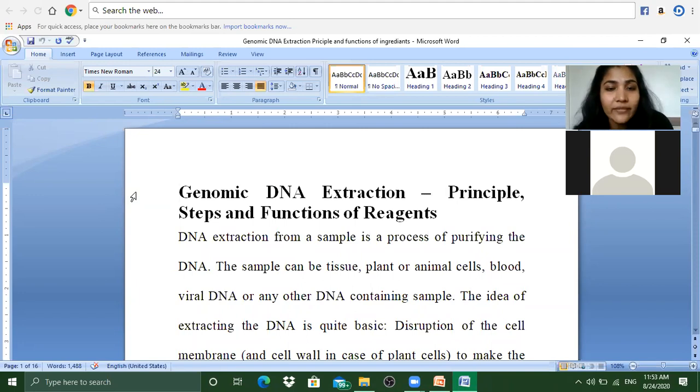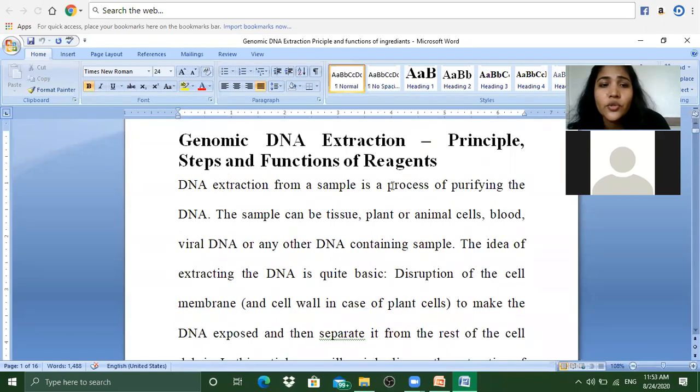So I have this particular document with me which talks about the genomic DNA extraction principles, steps, and functions of the reagents. So DNA extraction from a sample is a process of purifying the DNA. Okay, the most important part is that you should get a purified DNA which does not have any RNA in it. When we talk about nucleic acid, it contains DNA, and it contains RNA also.